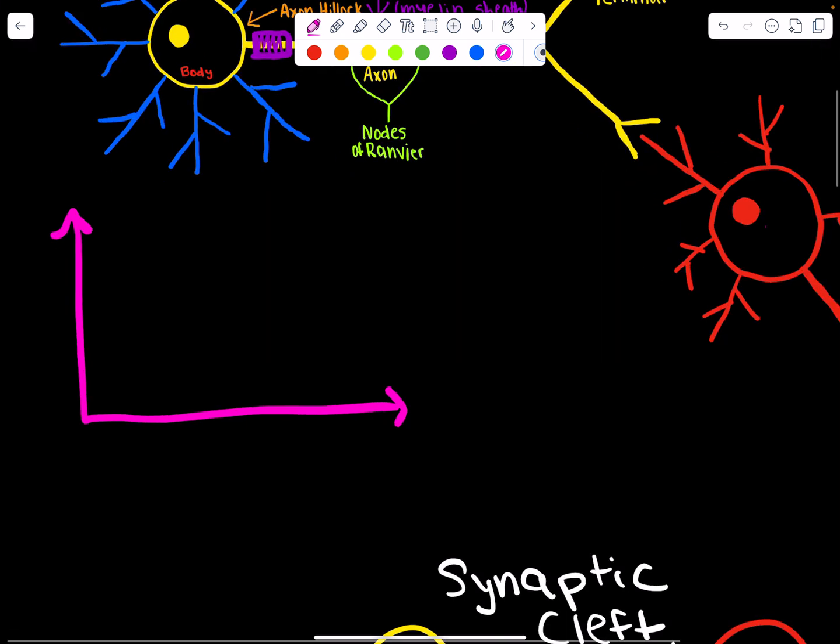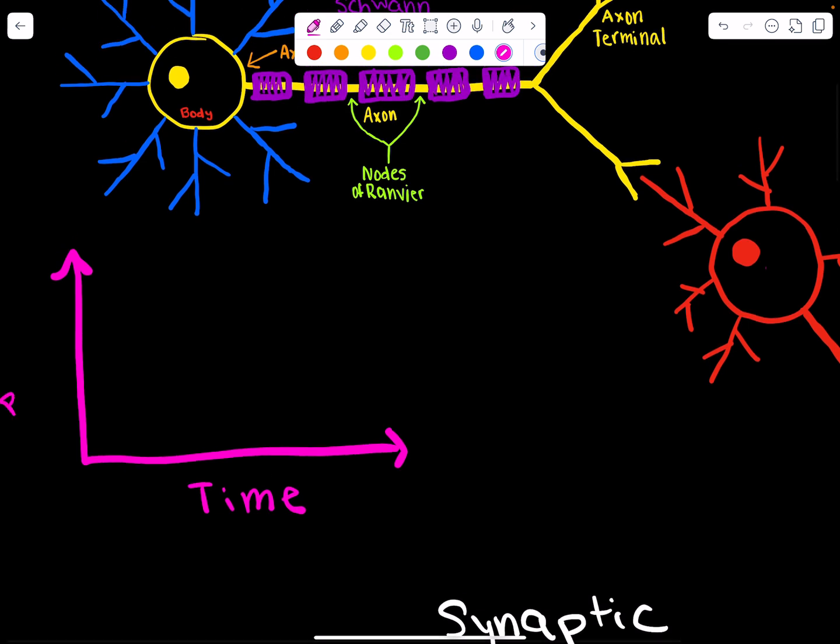And for the horizontal axis, it's going to be time, and for the vertical axis, it's going to be potential. First, in red, it's its resting state. It's the neuron's resting state. The neuron's resting state is not always, but it's when it's not activated yet. It's usually at negative 95 millivolts.